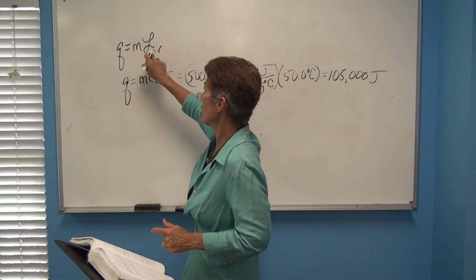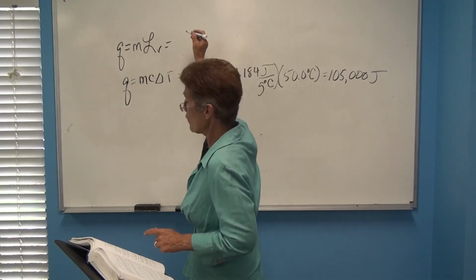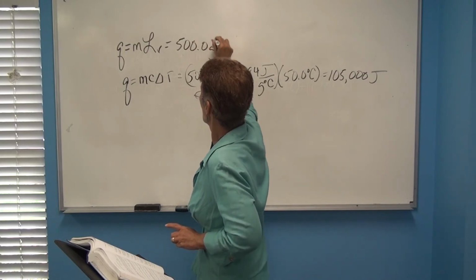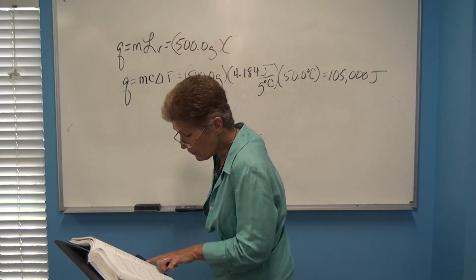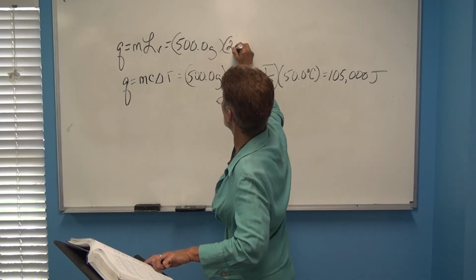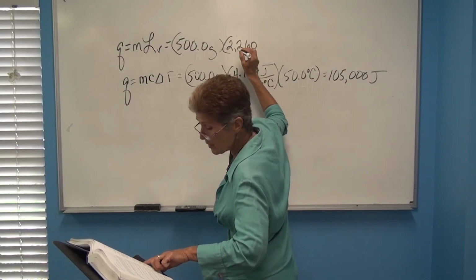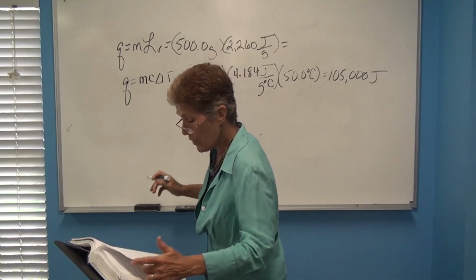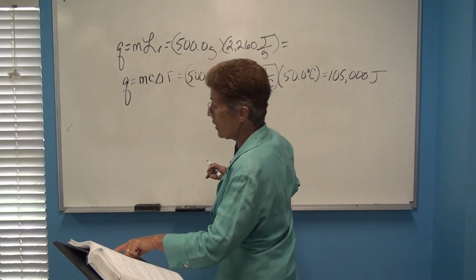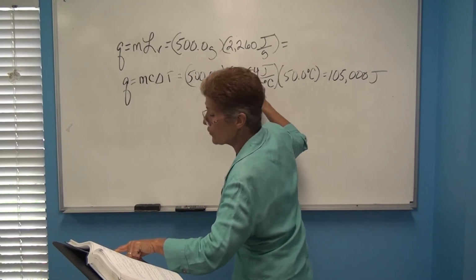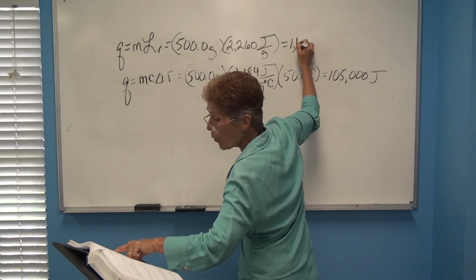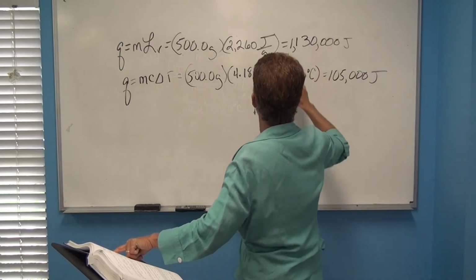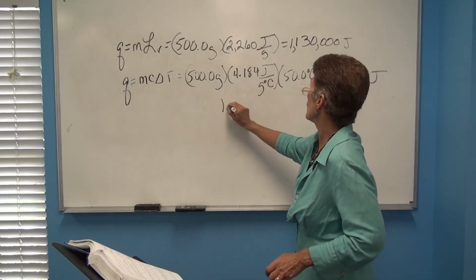Now we have to vaporize it, so we're going here. We have our 500 grams of water, and he gives us LV at 2,260 joules per gram. And so that is going to give us, in 4 significant figures, 1,130,000 joules. Now we have to add these 2 numbers up. I'm going to do it here.